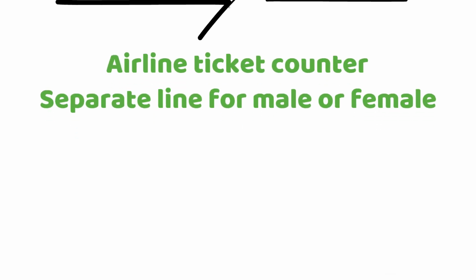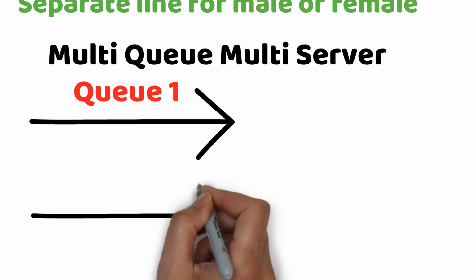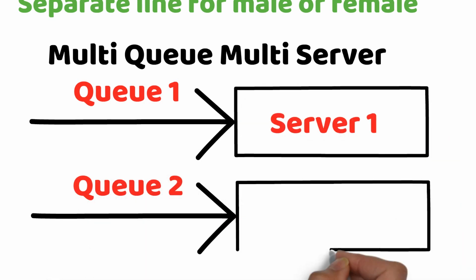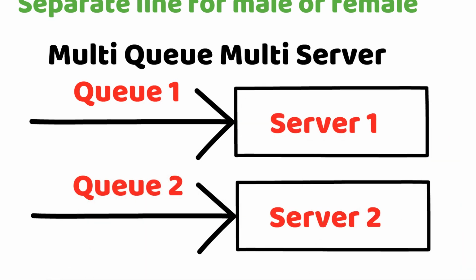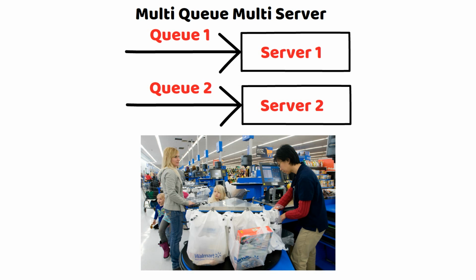Number 4, multi-queue multi-server. This pattern has several queues and several servers at the end. For example, a laundromat with several washers and dryers. Or multiple billing counters at a grocery store.